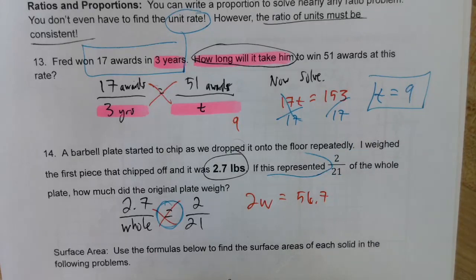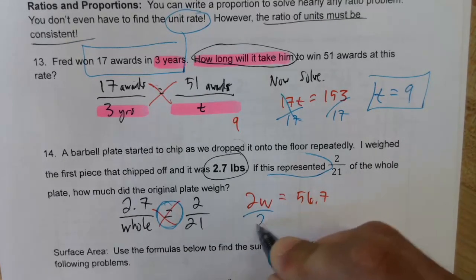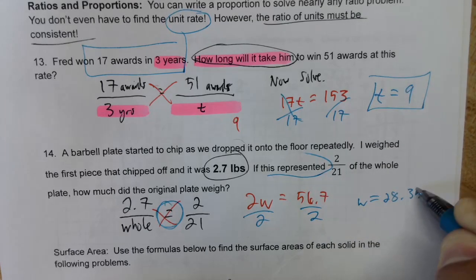56.7. So we'll do what to solve for w? We're going to divide by 2. 28.35 pounds.